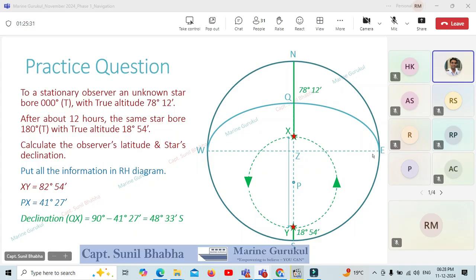Okay, beta. Look at the question, beta. The first line says the unknown star bore 000 with true altitude 78 12. So this 78 12 altitude should be from the north point of our horizon. That is what 000 is. Okay, sir. And in the second line it says the same star bore 180 with the altitude of 18 54. Now 180 represents the south point. So 18 54 has to be from the south point of the observer, beta. Okay, sir.